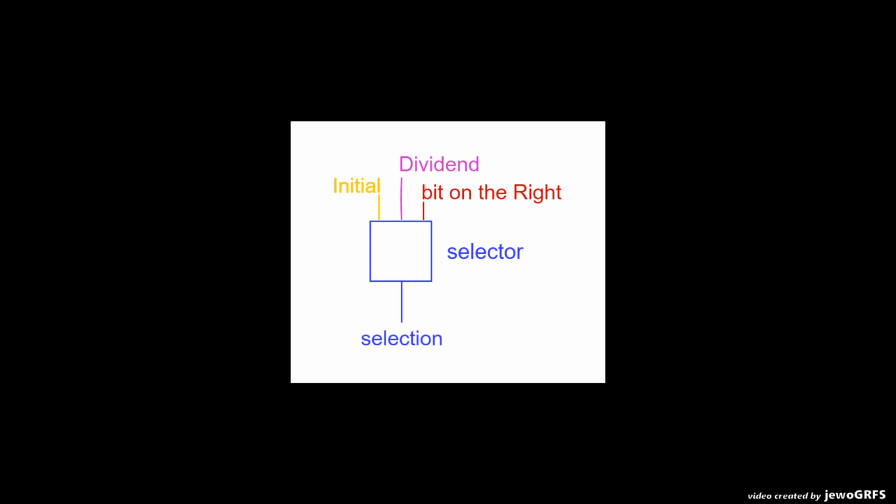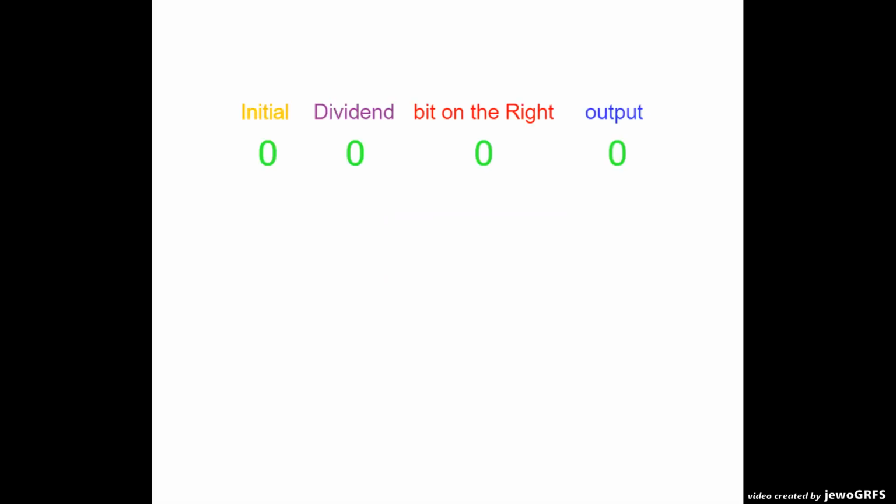The purpose of the blue selector is to load the dividend at initial stage, and when we are not at initial stage, it will give me as output the value of the bit on the right hand side of that selector. First, we need to define all possible signals coming to the selector and determine what results we want to get for each of those datasets. We need to build a so-called truth table. So we have here three inputs, initial, dividend and bit on the right, and our output.